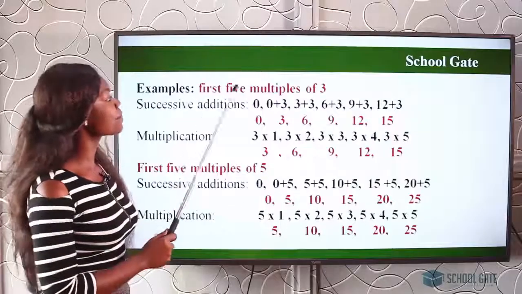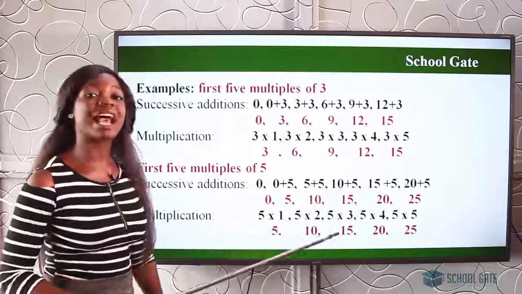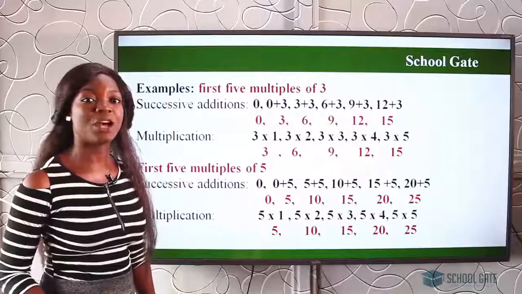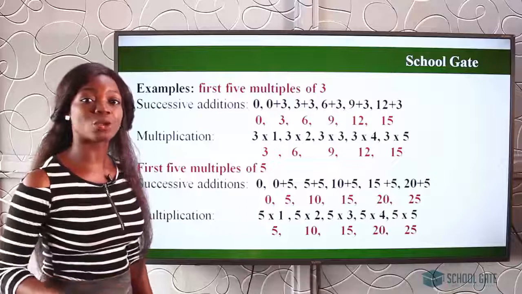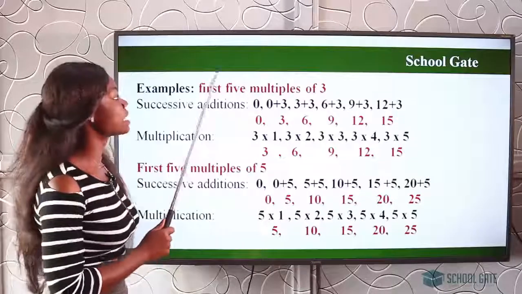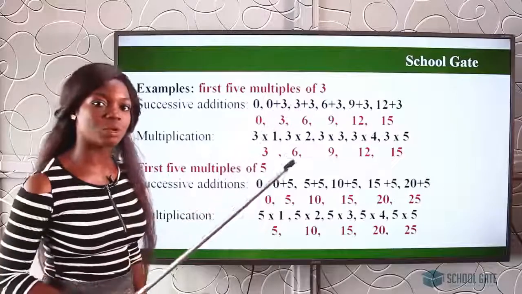Write the first 5 multiples of 3. Like I said, multiples are infinite. You can keep on writing them. But that's why most of our questions are restricted to a particular number. So they say find the first 5 multiples. So you have to look for only the first 5 multiples of 3.